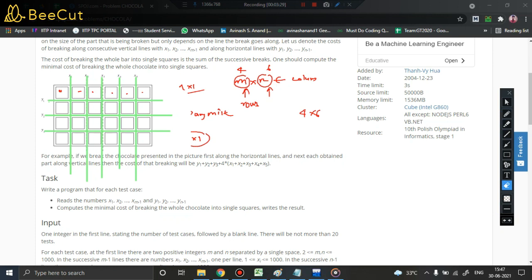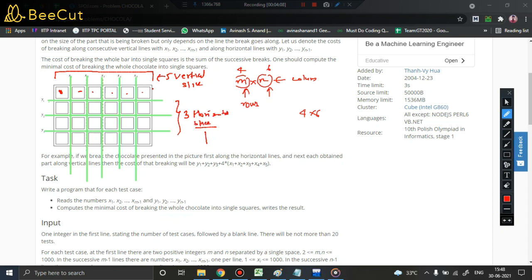Now what did we do in order to get small squares? We made a horizontal cut as well as a vertical cut. These were the horizontal cuts and these were the vertical cuts. How many horizontal cuts did we make? How many rows were there? 4 rows, so 4 minus 1, that is 3 horizontal cuts. And how many columns were there? 6, so 6 minus 1, which is 5 vertical cuts, and 3 horizontal slices.